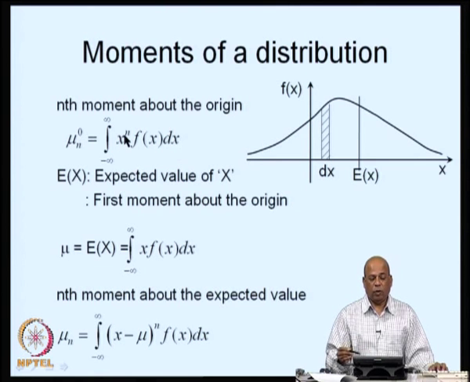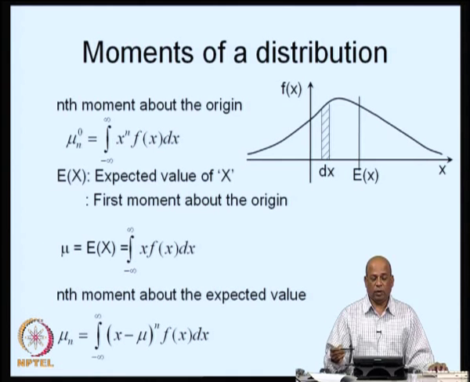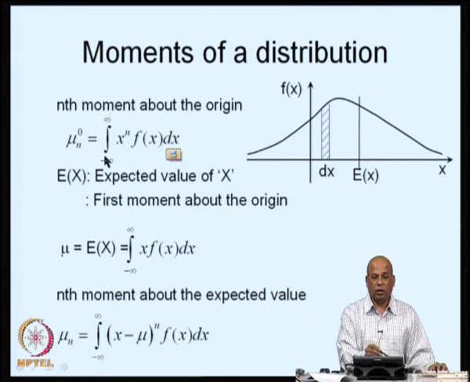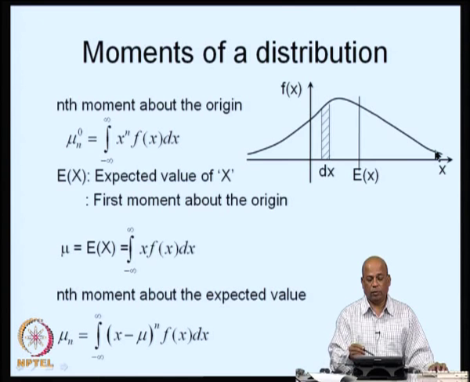Okay, before that, what happens when n is equal to 0? That means we are talking about the 0th moment. What happens when n is equal to 0? It is the integral from minus infinity to plus infinity of x to the power 0, which is 1, times f of x dx. That will turn out to be 1, because that is the area under f of x.